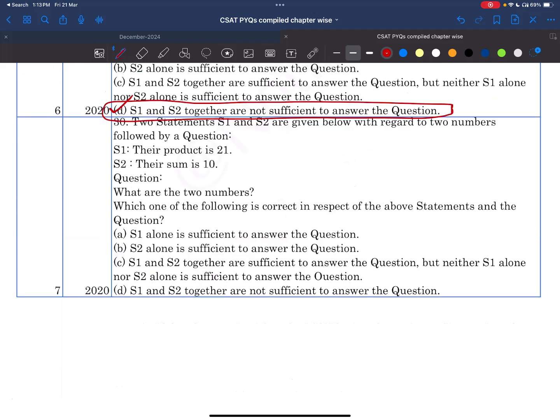No. Let's go to the seventh question. Two statements S1 and S2 are given below with regard to two numbers, followed by a question. Their product is 21. Okay. A into B is equal to 21. What are all the possible values? 3 and 7, right? No. Their sum is 10. That means A plus B is equal to 10. That means here also 3 plus 7 is equal to 10, right? So we are getting the equation.